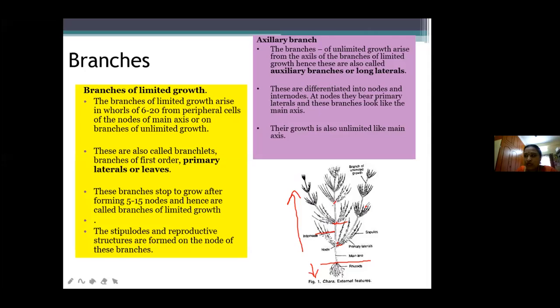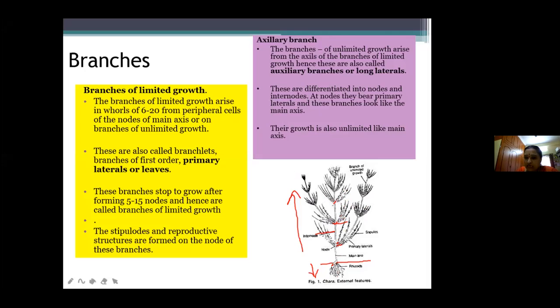The plant body, the thallus, is multicellular, filamentous, branched and macroscopic. It is differentiated into the rhizoid, the lower part, and the axis, which is the stem-like part. In that axis, there are nodes, internodes and laterals also.